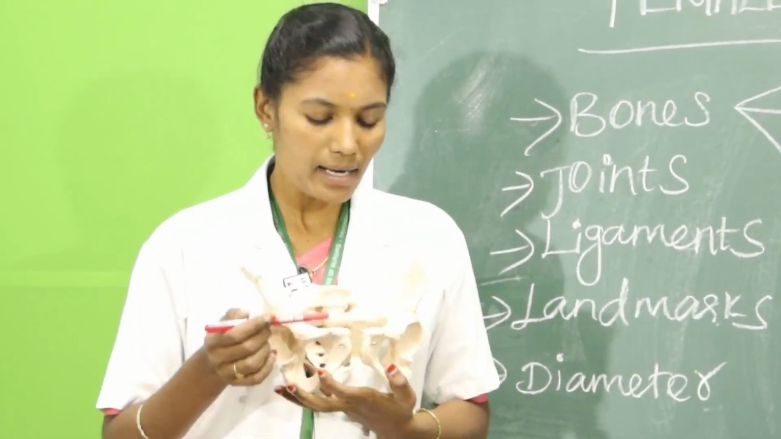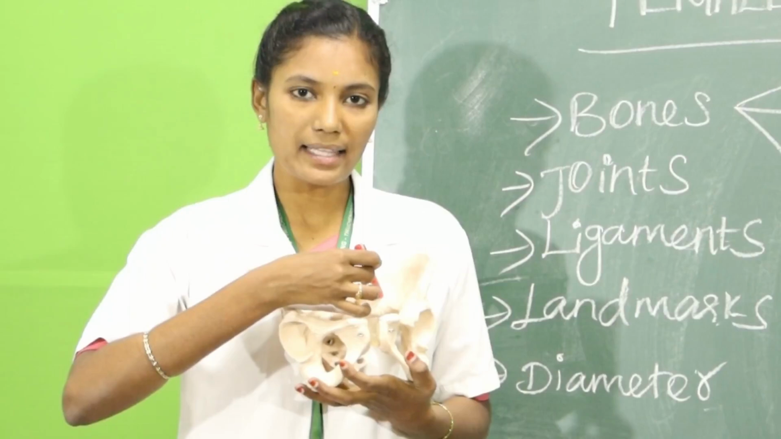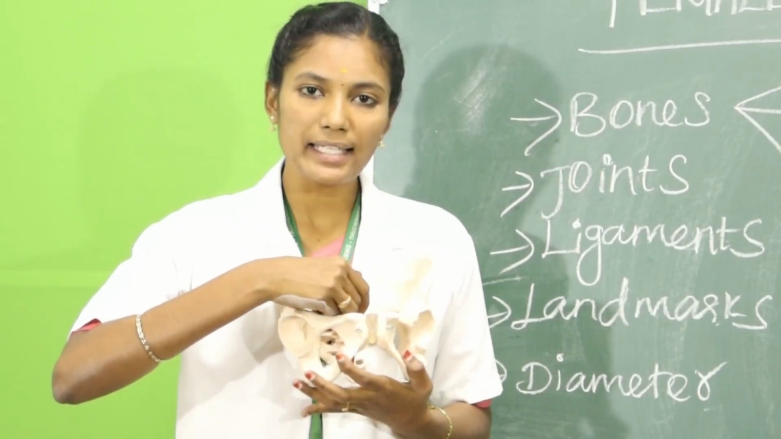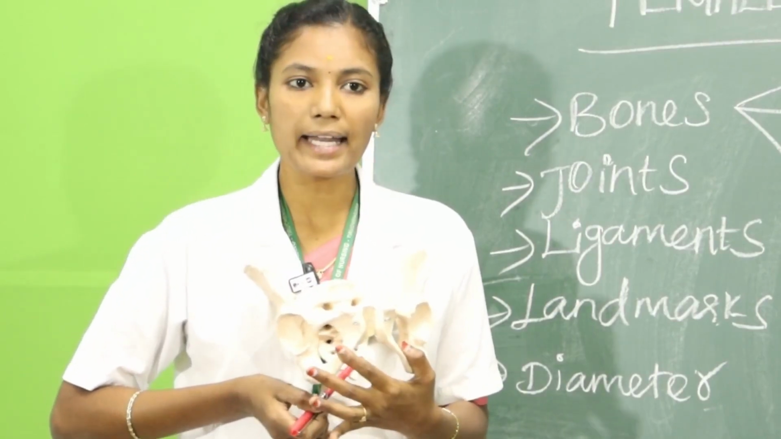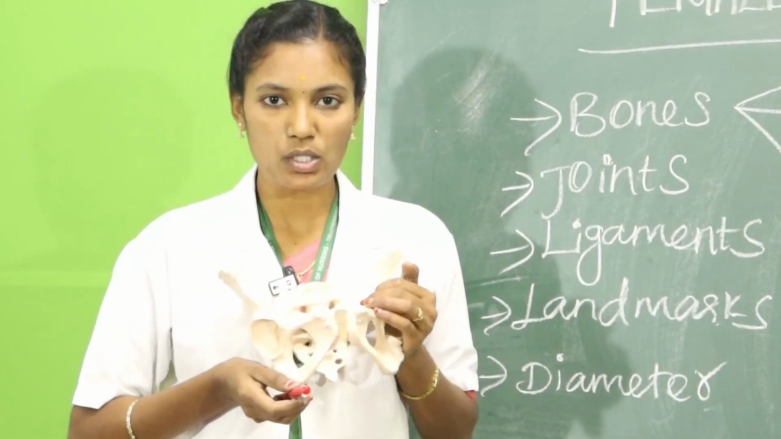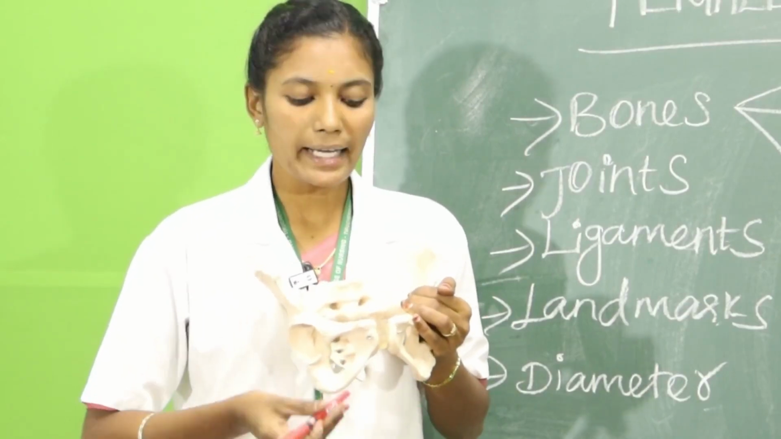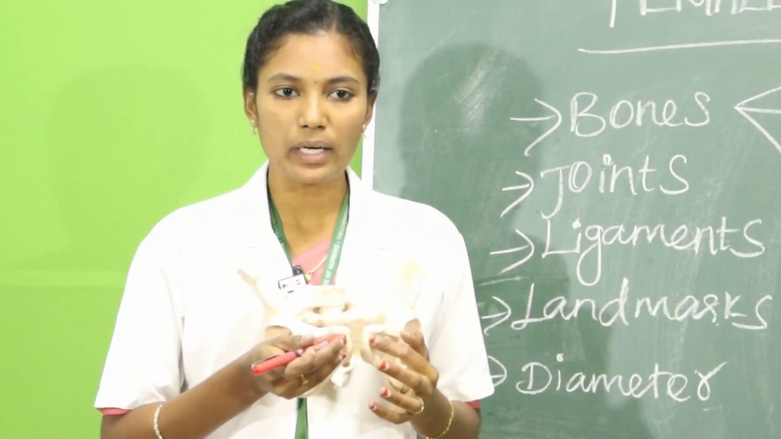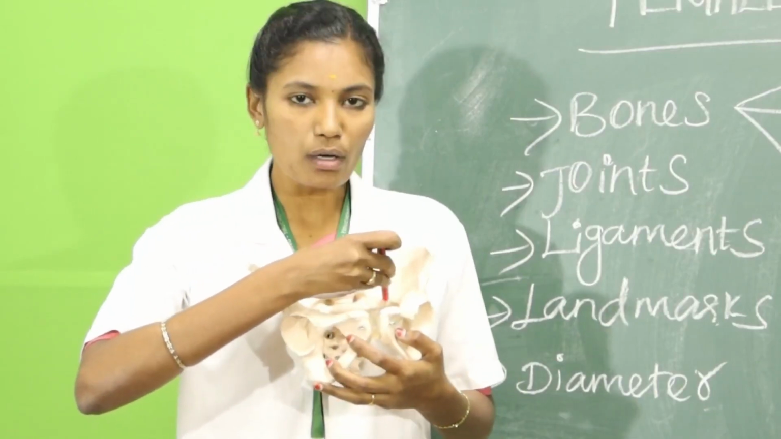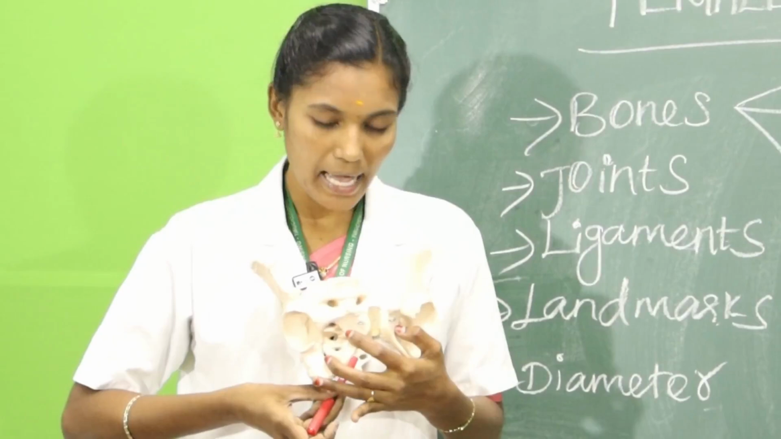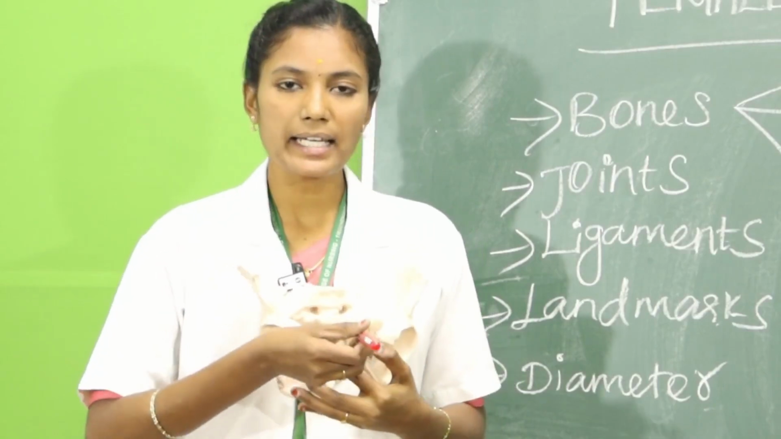Next are the ligaments. There are four ligaments. First is the sacroiliac ligament, uniting the sacrum and ilium. Next is the sacrococcygeal ligament, uniting the sacrum and coccyx. Next is the sacrospinous or sacrotuberous ligament, connecting the sacrum and ischium. And next is the interpubic ligament, uniting the two pubic bones. So, four ligaments: sacroiliac, sacrococcygeal, sacrotuberous or sacrospinous, and interpubic.